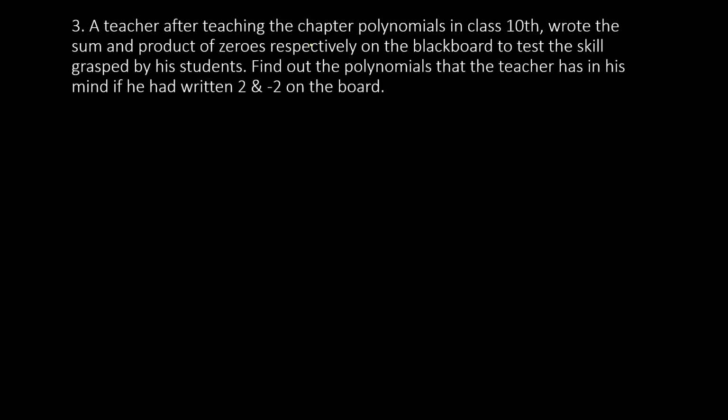The simple question over here is find a polynomial where the sum is 2 and product is minus 2. That's it. All the remaining information has been given just to lengthen the question and maybe create confusion in few of your minds who may feel that this is an unfamiliar question. It's a simple one. Sum is plus 2, product of zeros is minus 2.